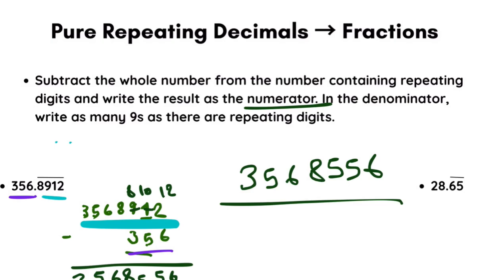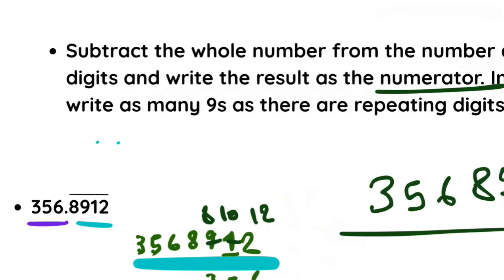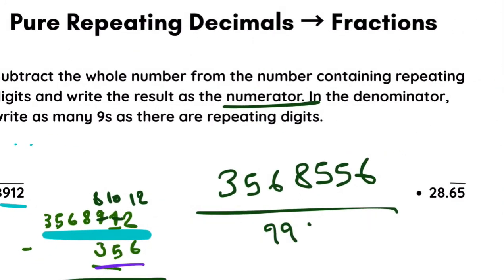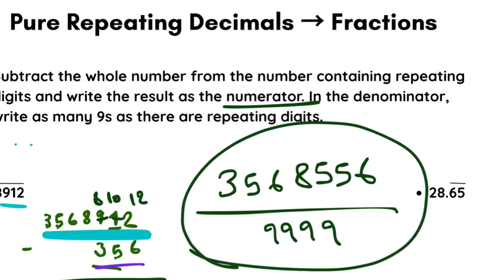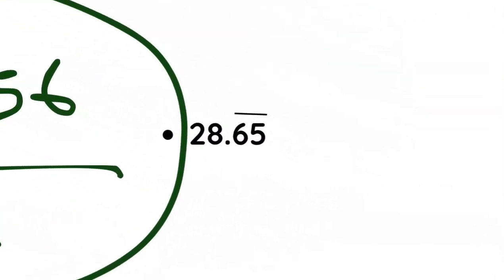Now in the denominator, how many repeating digits do I have? I have 4: 8, 9, 1, 2. There are 4 digits, so I write 4 nines here. And this is the fraction version of this number. Did you get it? So let's go with another example, a simpler one.